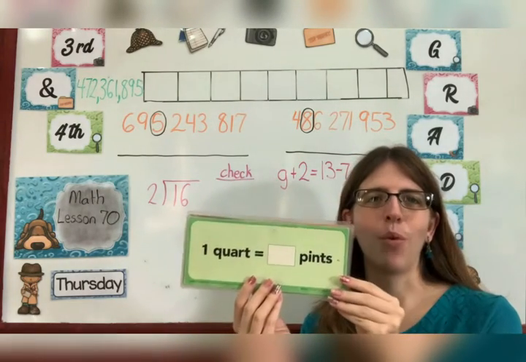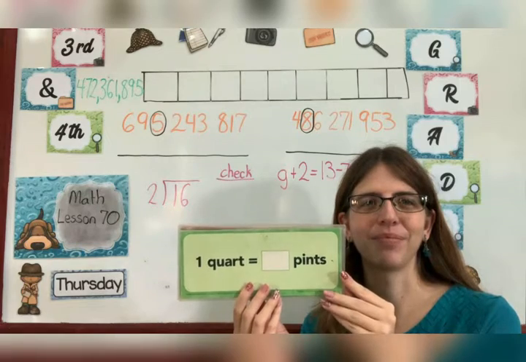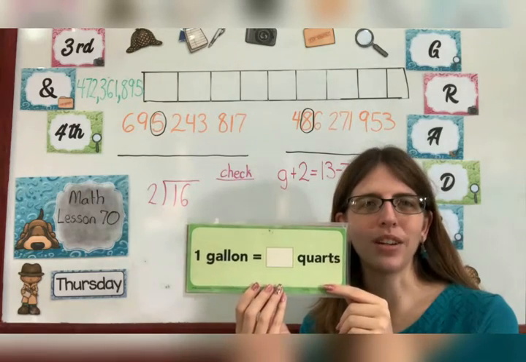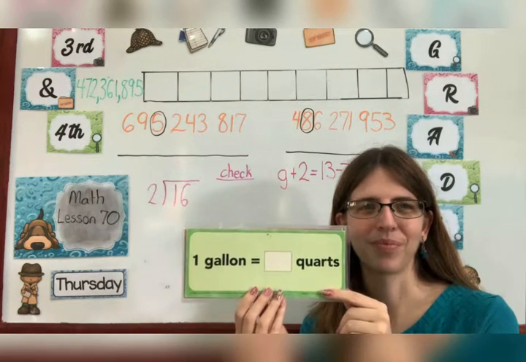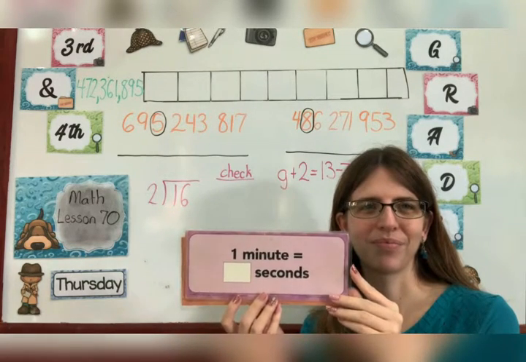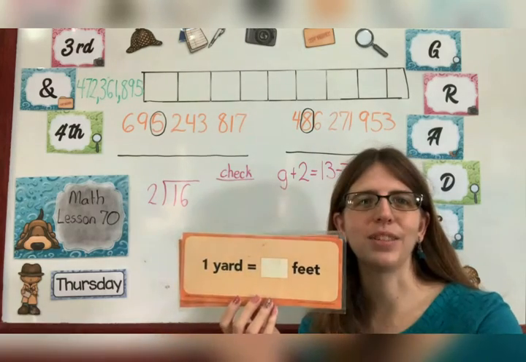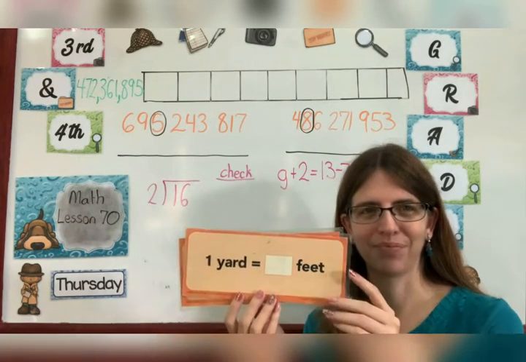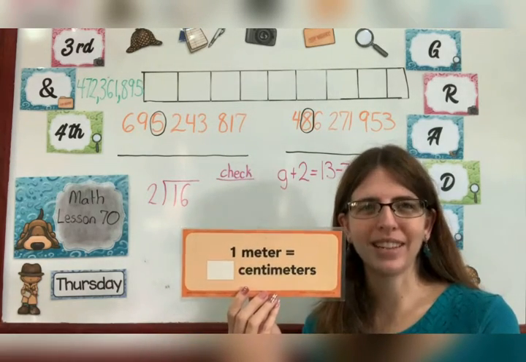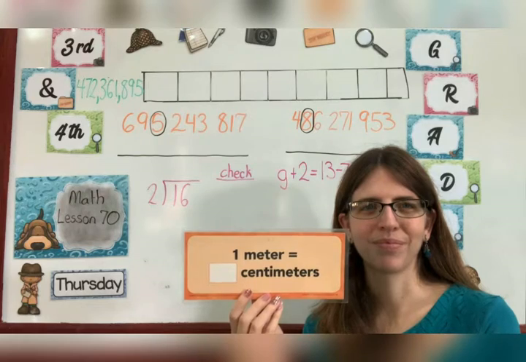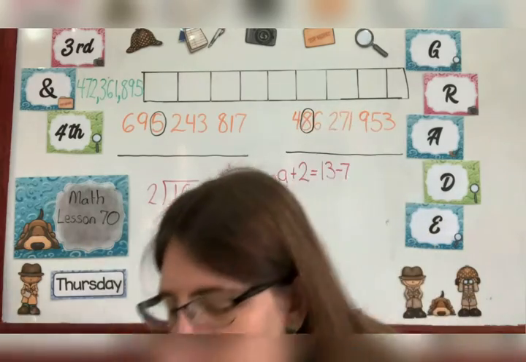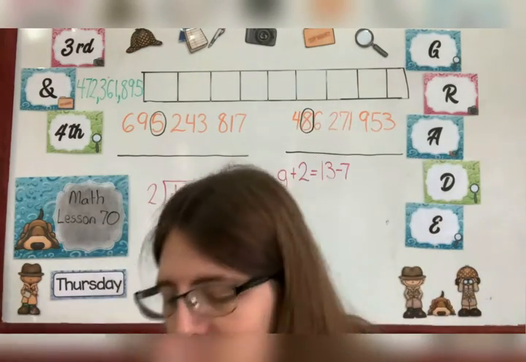24 hours. 1 quart equals how many pints? 2 pints. 1 gallon equals how many quarts? 4 quarts. 1 minute equals how many seconds? 60 seconds. 1 yard equals how many feet? 3, very good. 1 meter equals how many centimeters? 100, excellent.